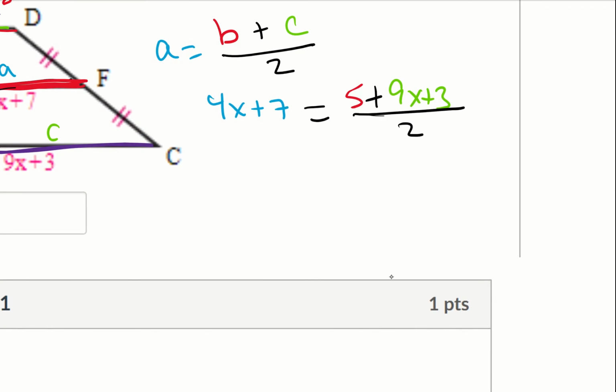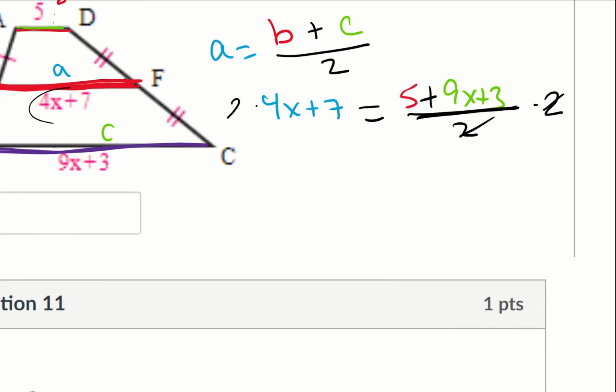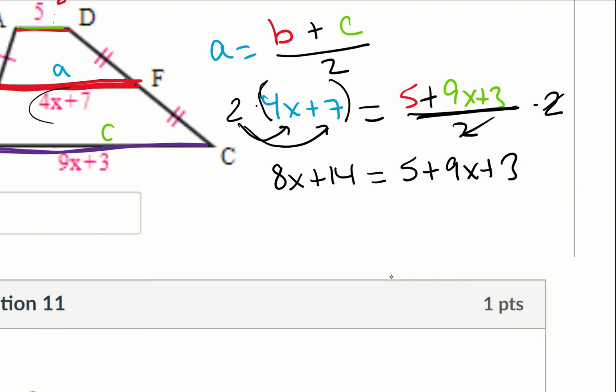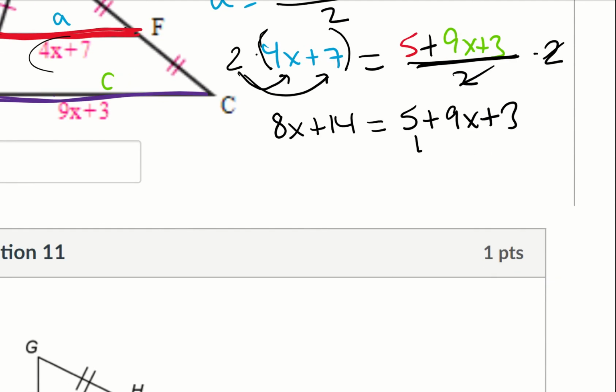So we're going to get rid of this 2. Right now this 2 is being divided, so I am going to multiply to cancel it out. Remember to do the same thing on the other side. But since this is an expression with a plus in between, it's a binomial, we need to put parentheses around it so that we remember to distribute. So we have 2 times 4x is 8x, 2 times 7 is 14. Now we're left with 5 plus 9x plus 3. Remember to combine your like terms here.